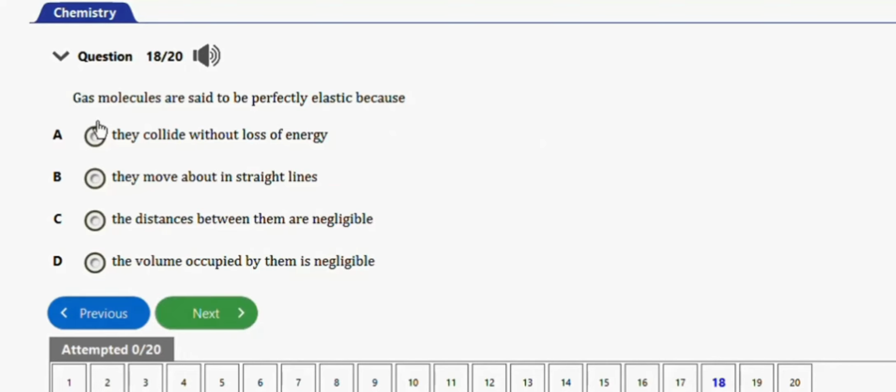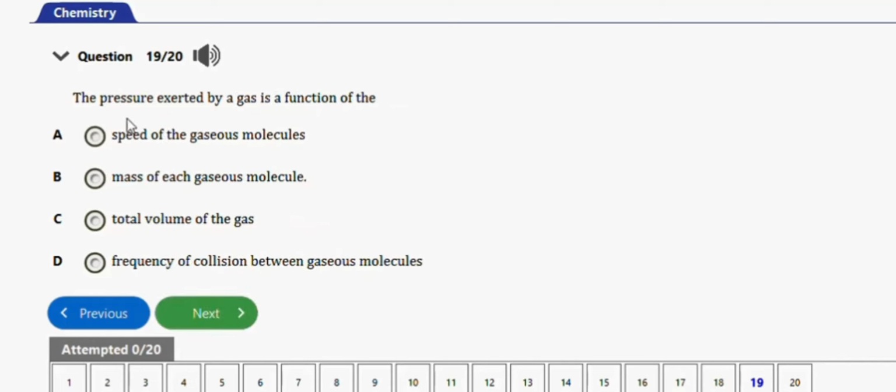It says gas molecules are said to be perfectly elastic because they collide without loss of energy. So that's the right answer, guys, option A. Okay, I think I've already answered this before. The next question will be this one.